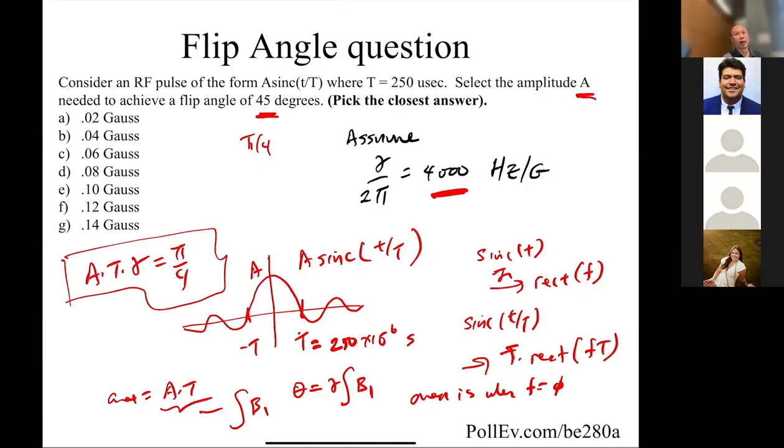Before I started doing MRI, I just thought sinc functions were some sort of abstract quantity. Now I know that they're used everywhere, every day.